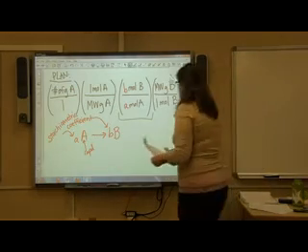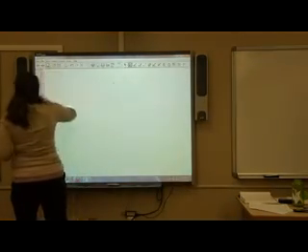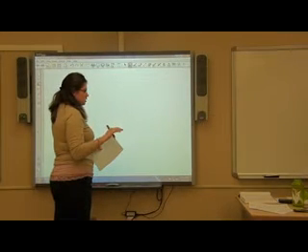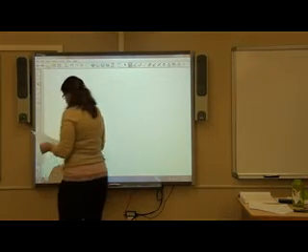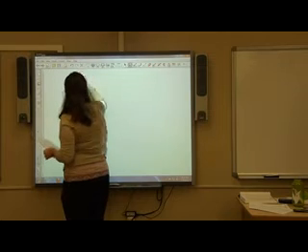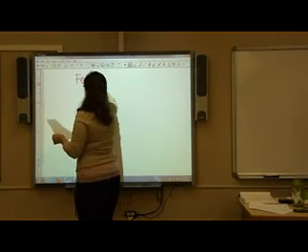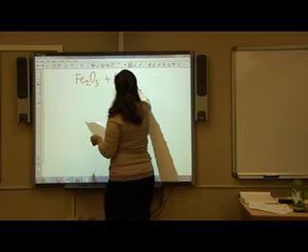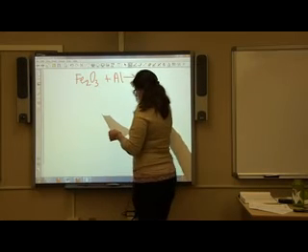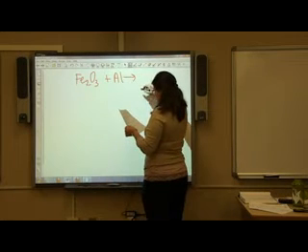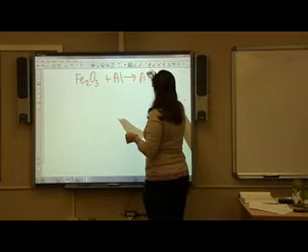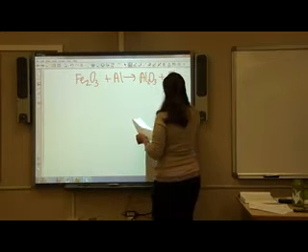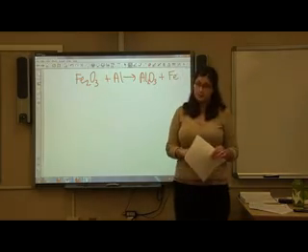Okay. For now, I'm just going to do a few examples that are not in your notes or in your book or on your homework. And then we'll do a few examples from that homework. Okay. Iron(III) oxide plus aluminum yields aluminum oxide plus iron. Balance this equation.